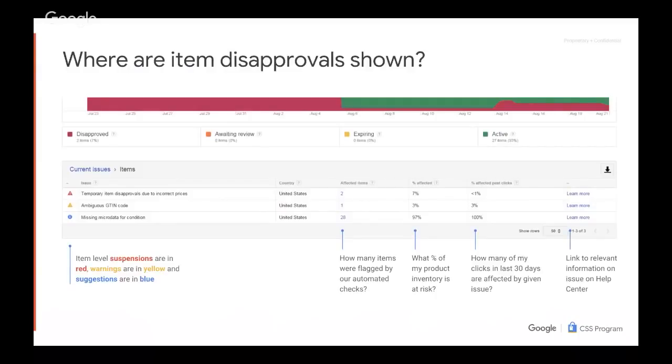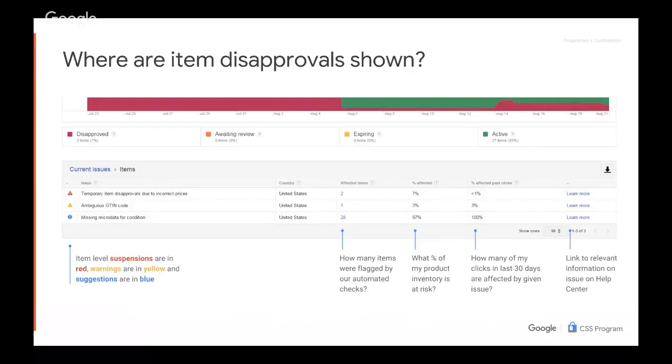Now, this is the same menu that we looked at in the previous slide, but here we've clicked on the rightmost menu for item issues. You can see that the overview tells you a few things. On the left, we see that item level suspensions are marked with the red triangles that we mentioned towards the beginning. Your warnings are shown with yellow triangles, and you also have product suggestions shown with blue circles.